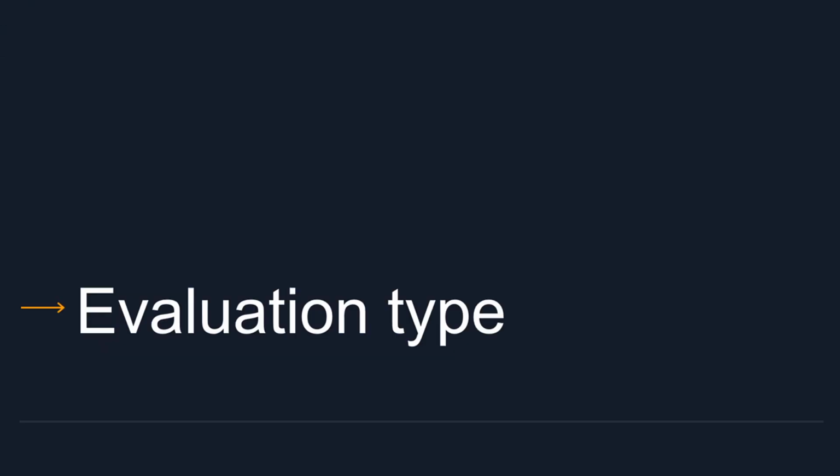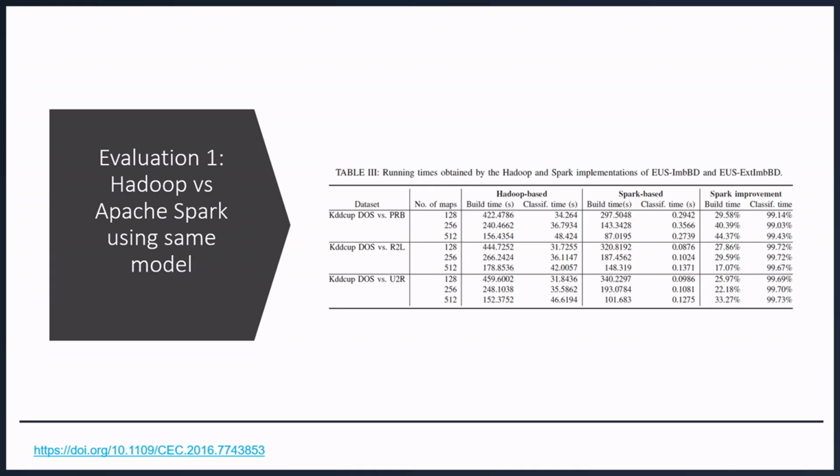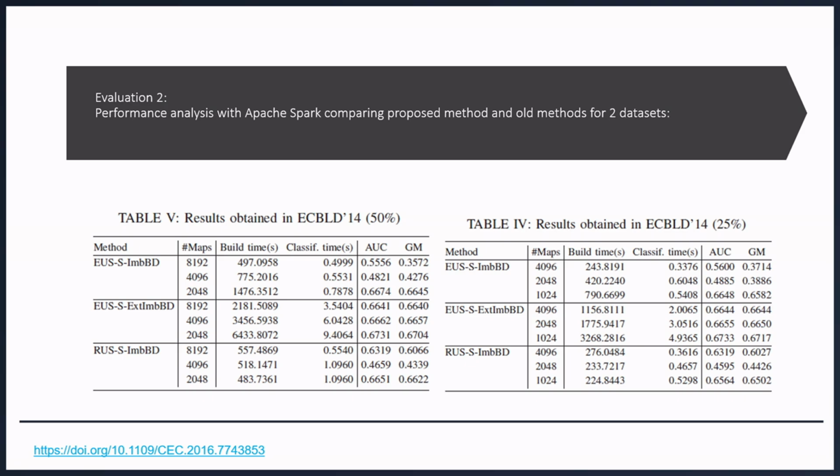Now for the evaluation type, this paper actually has two forms of evaluation which we're going to mention. The first evaluation is between two big data platforms, Hadoop and Apache Spark, using the same model while comparing the building time and the classification time. The second evaluation is a performance analysis with Apache Spark comparing the proposed method and older methods for two different datasets. Building time and classification time are also used along with the AUC and G-mean.